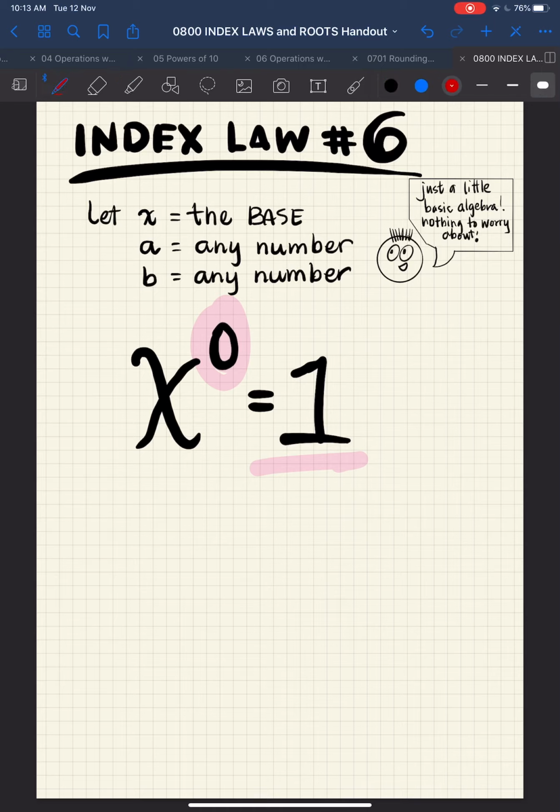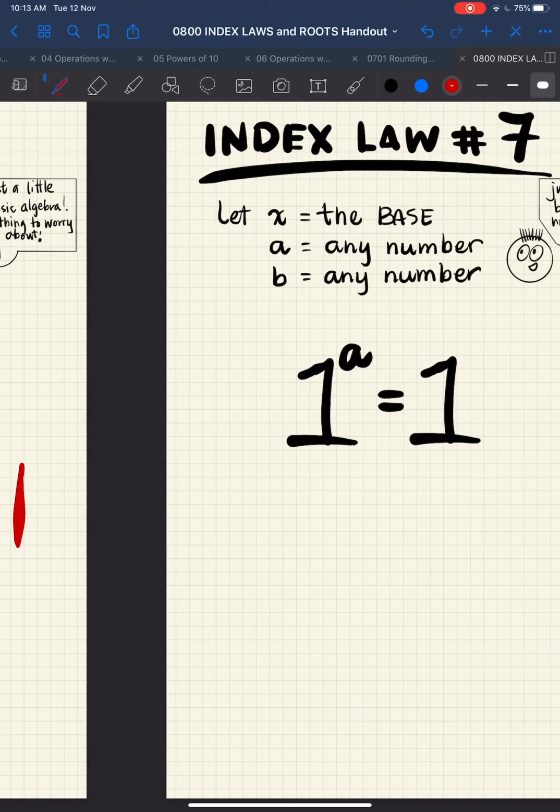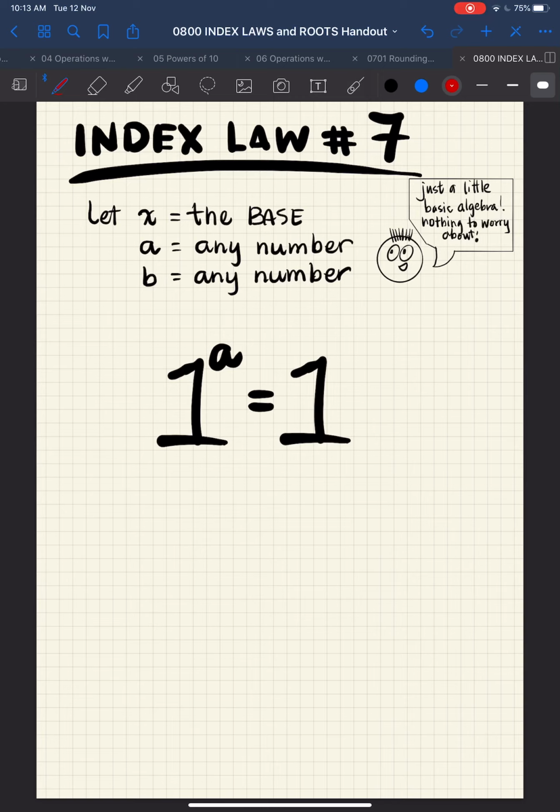That's it. So if I have 1,000,000,123,456,789,101,112 raised to the 0 power, it is 1. 157,289 raised to the 0 power is 1. Any number raised to the 0 power is 1. And the last index law, number 7: 1 raised to any power is still 1.